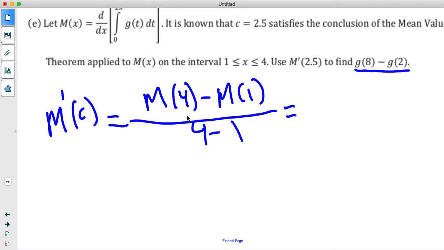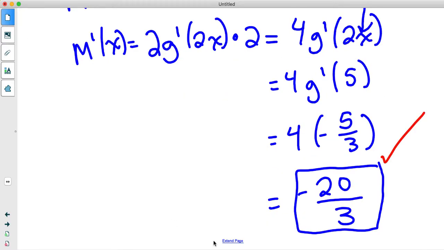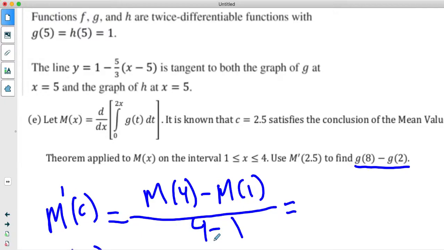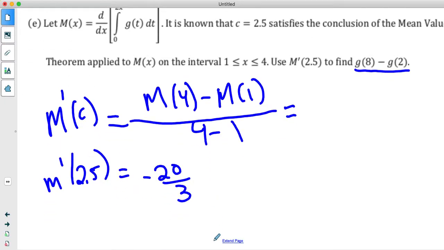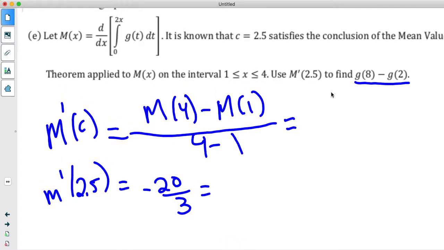So what we're looking for here is m prime of 2.5, all right? Well, that's what we just did in that last problem. That was negative 20 over 3. We just did that in this problem right here, negative 20 over 3. And again, that was the piece I was missing in addition to this extra piece over here. So this is equal to m of 4 minus m of 1.